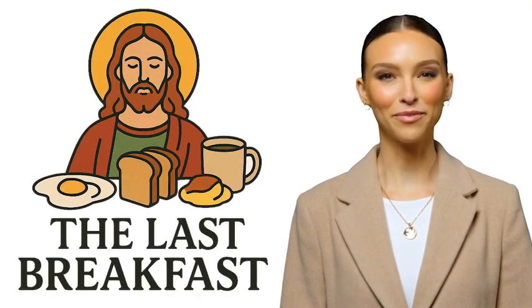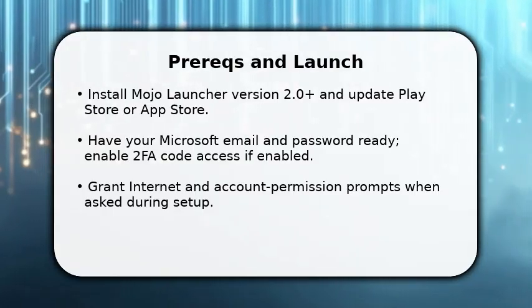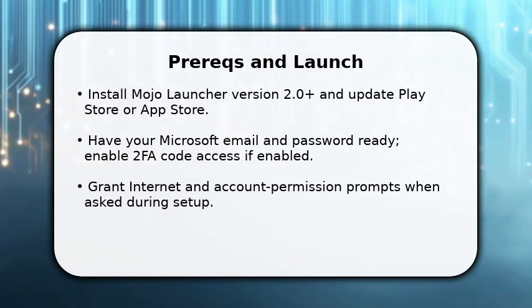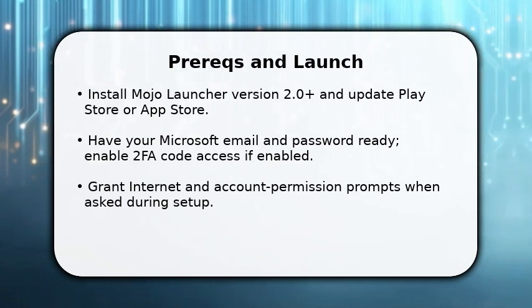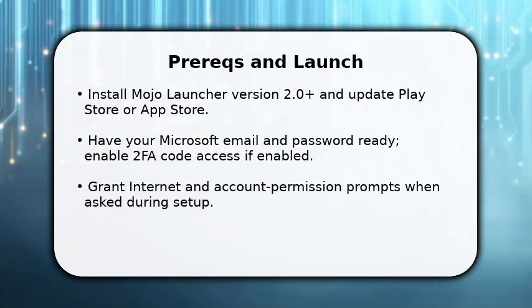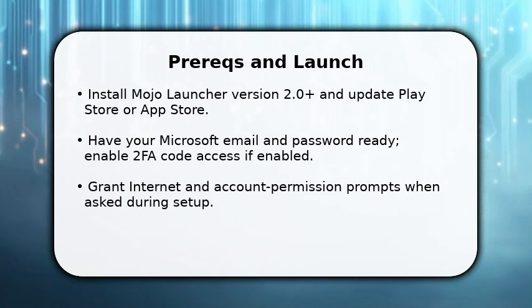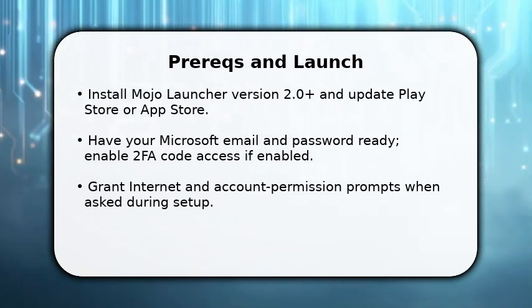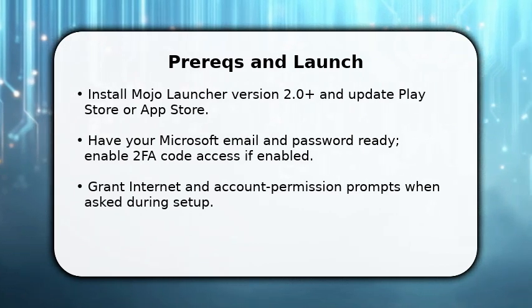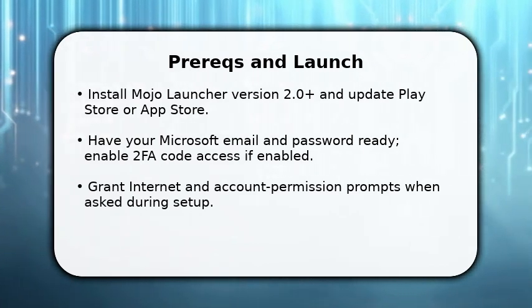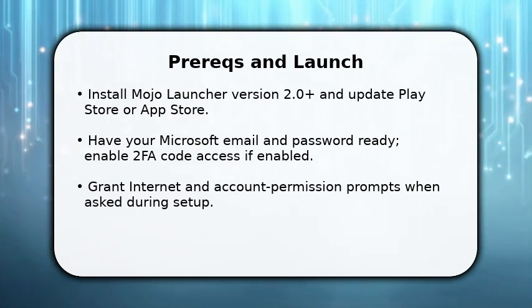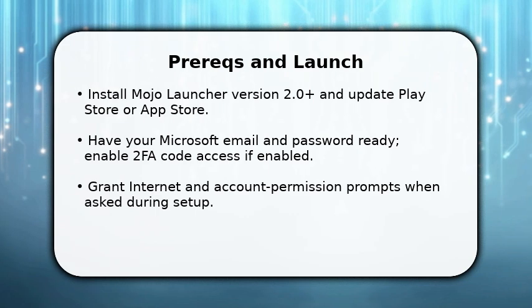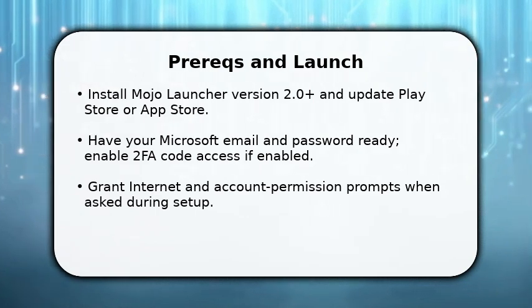Please enjoy the video. You start by confirming prerequisites and opening Mojo Launcher. This saves time and prevents dead ends. Make sure your device is online and the launcher is up to date, then tap the profile or settings icon to begin. You'll need your Microsoft email and password, and if you use two-factor authentication, have your authenticator or SMS ready. Once done, choose Add Account in the Launcher menu and select Microsoft to proceed to authentication steps.